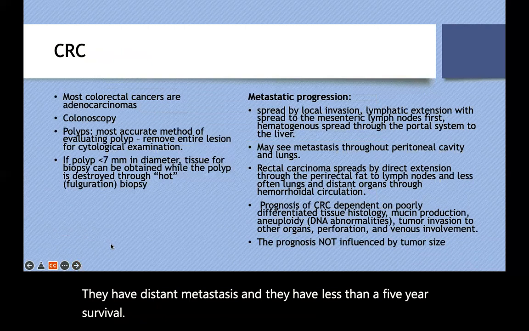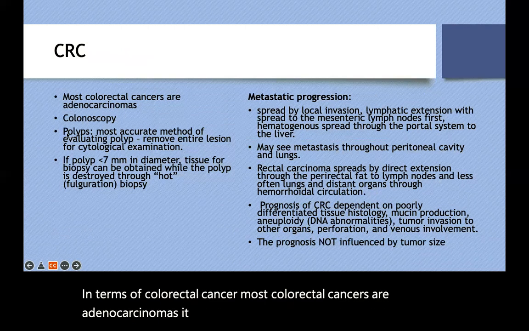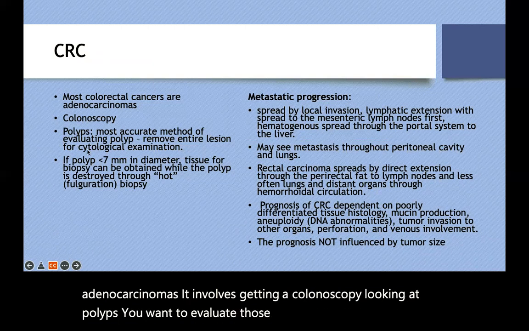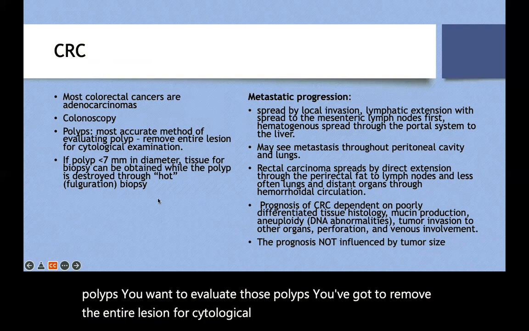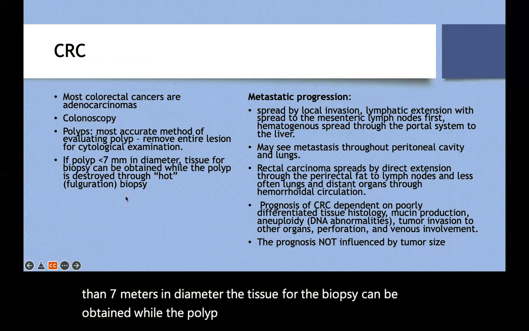Okay, CRC. In terms of colorectal cancer, most colorectal cancers are adenocarcinomas. It involves getting a colonoscopy, looking at polyps. You want to evaluate those polyps. You've got to remove the entire lesion for cytological examination. If the polyp is less than 7 millimeters in diameter, the tissue for the biopsy can be obtained while the polyp is destroyed through hot biopsy or fulguration.